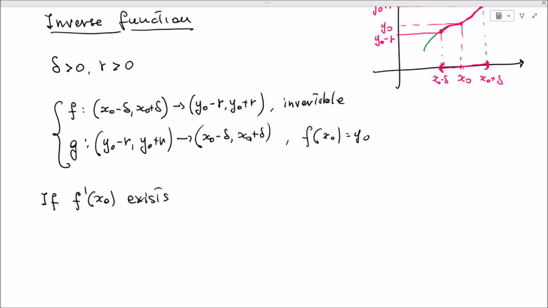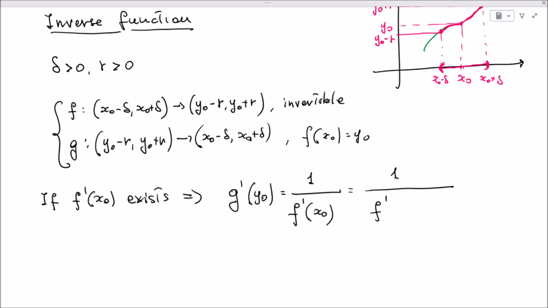so in the assumption that f has derivative in x naught and this derivative is f prime of x naught, then we can say that the derivative of g in the point y naught is equal to the inverse of the derivative f prime evaluated in x naught. And if we want to re-express this in terms of y naught, this can be done as follows: 1 divided by f prime of g of y naught. Remember that x naught is nothing else than g of y naught because of the invertibility. So this is the theorem.